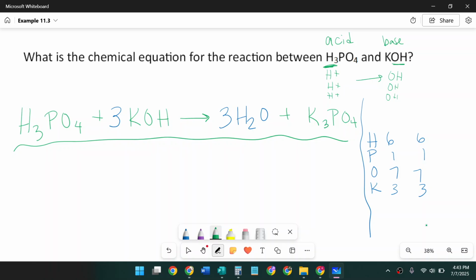Again, we identified the acid because it had an H out front. We identified the base with this OH. And then we created our water plus our salt that we needed to, and then we balanced the equation.